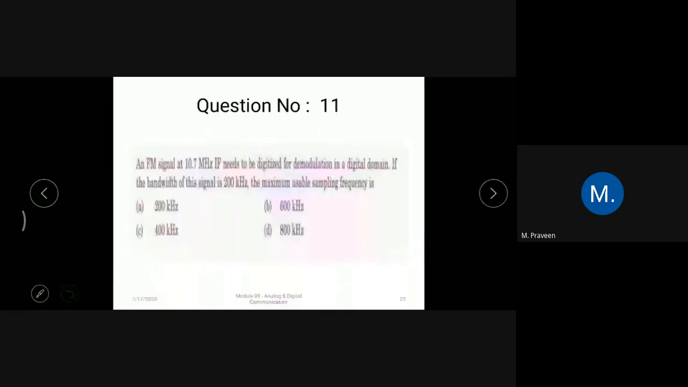Next, an FM signal at 10.7 megahertz IF needs to be digitized for demodulation in a digital domain. If the bandwidth of this signal is 200 kilohertz, then what is the maximum usable sampling frequency? It's very simple. Once again, an FM signal at 10.7 megahertz needs to be digitized for demodulation in the digital domain. Then they mentioned the bandwidth also.